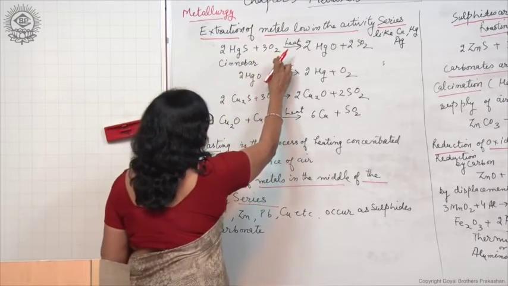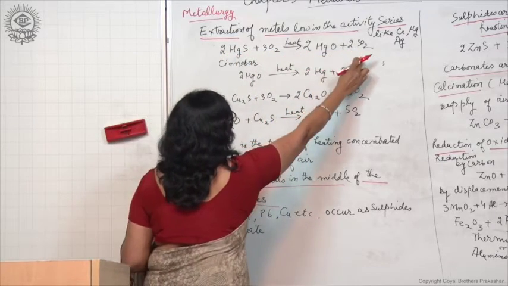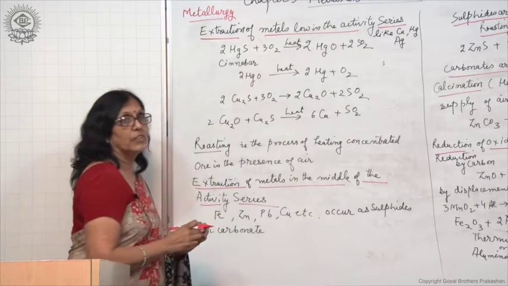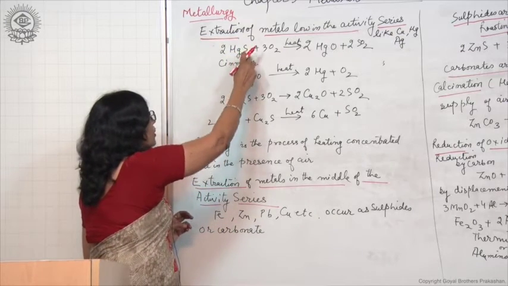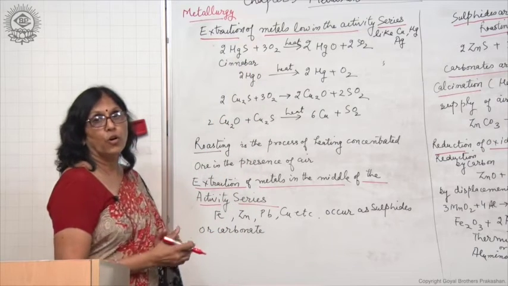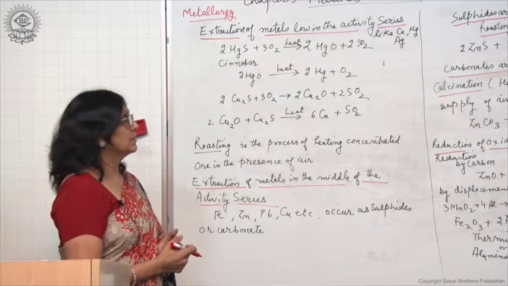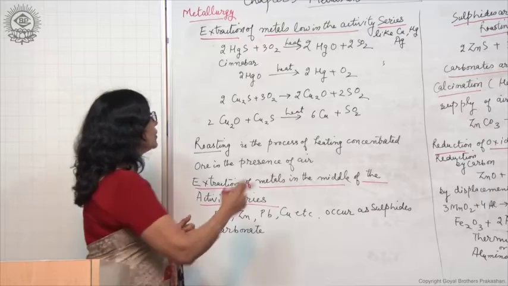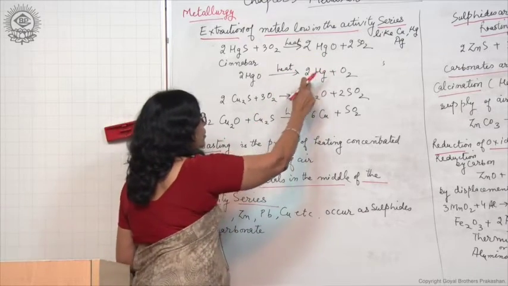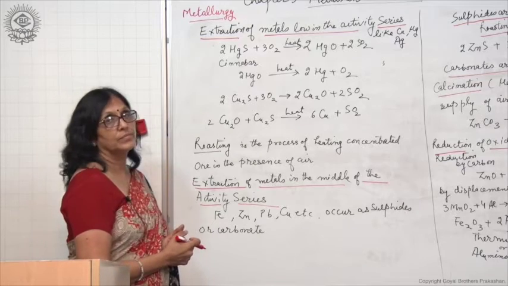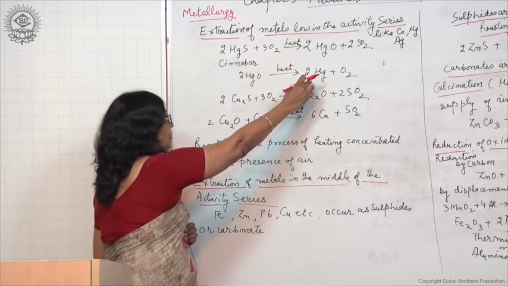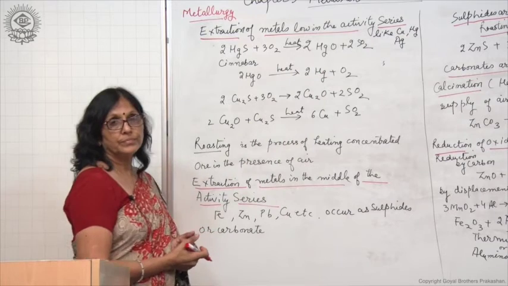2HgS plus 3O2 gives 2HgO plus 2SO2. This is a balanced chemical equation, and this mercury sulfide ore is also called by a common name, cinnabar. Then mercury can be obtained from mercuric oxide just by heating. We can get the mercury metal.